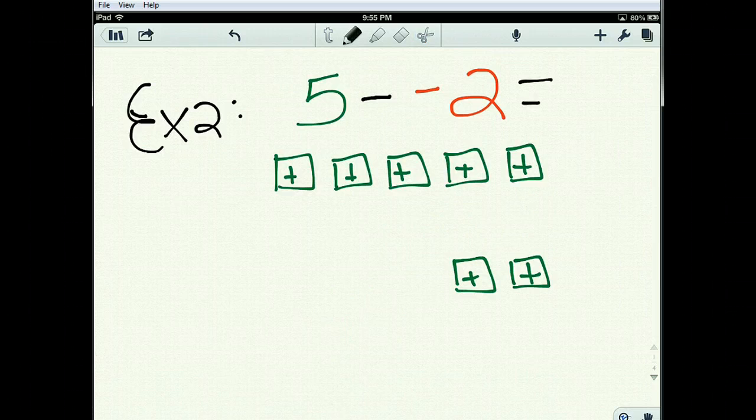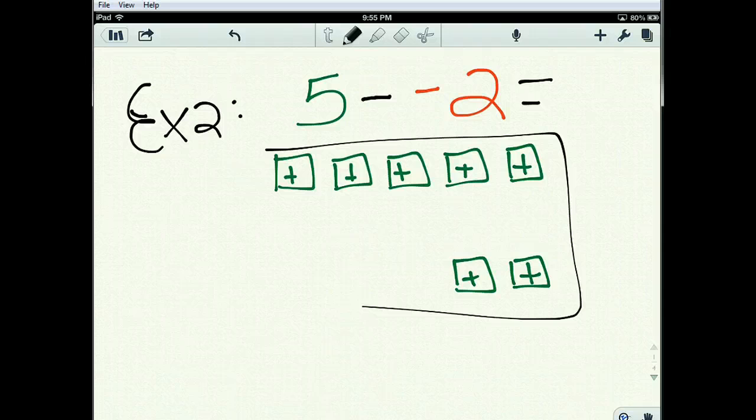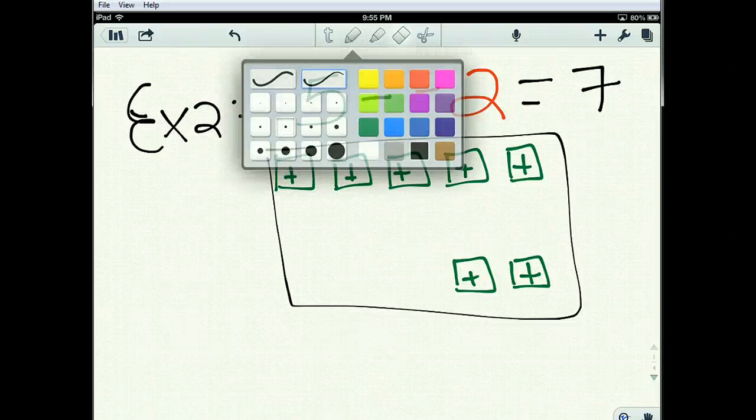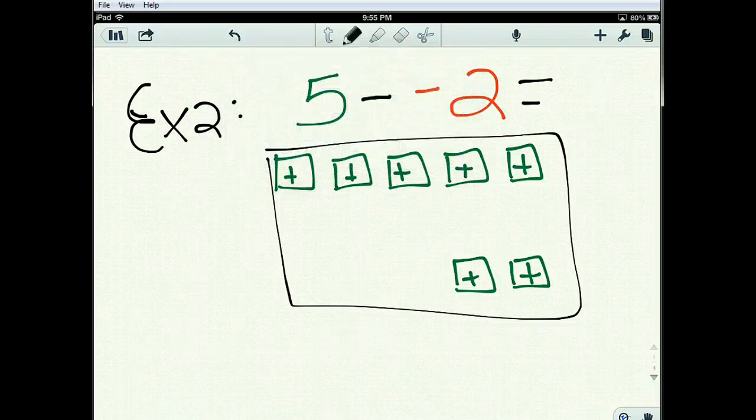So now what I am left with is my answer. So I am left with 1, 2, 3, 4, 5, 6, 7 positives. Sorry, let me go ahead and write that in green. We have 7 positive tiles, so my answer is +7.